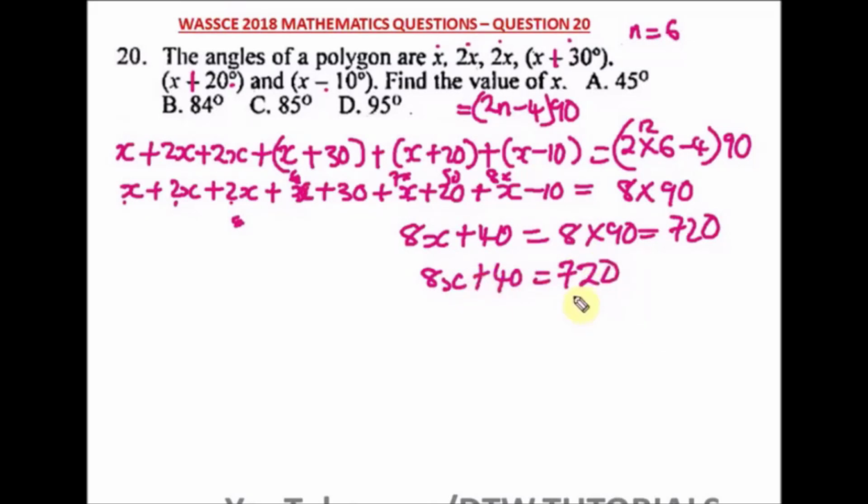720. All right, take 40 to this side. We have 8x is equal to 720 minus what? 40. And what is 720 minus 40? That will give us what? 680. We have 8x here.